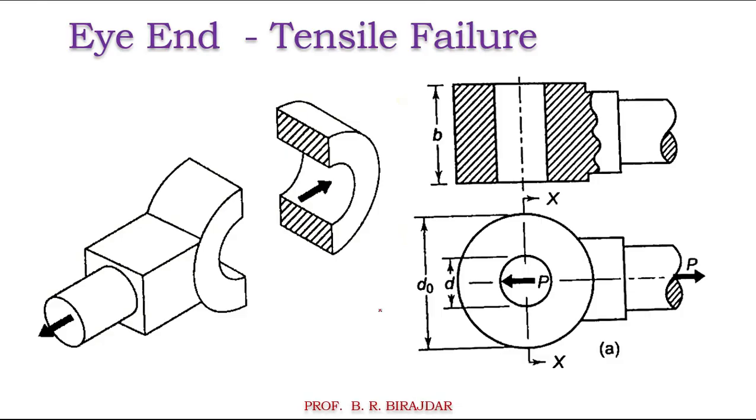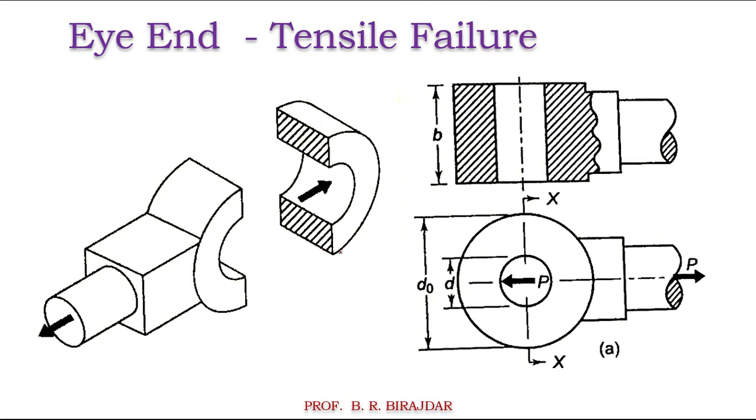Now next we will consider the eye end. In this eye end, we will consider all three types of failure, whether it is tensile failure, crushing failure, and the shear failure. As there is a tensile force, it will fail here, and the hatching part you are seeing here is the area which is resisting the tensile failure.